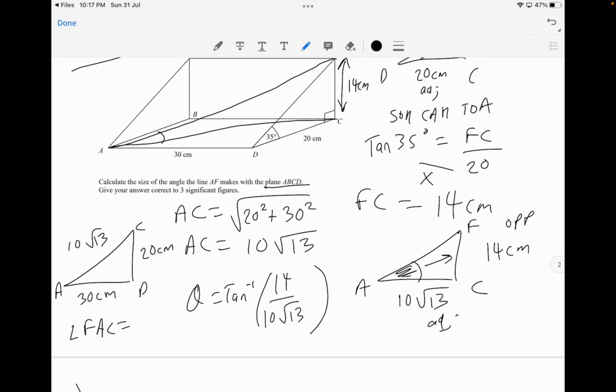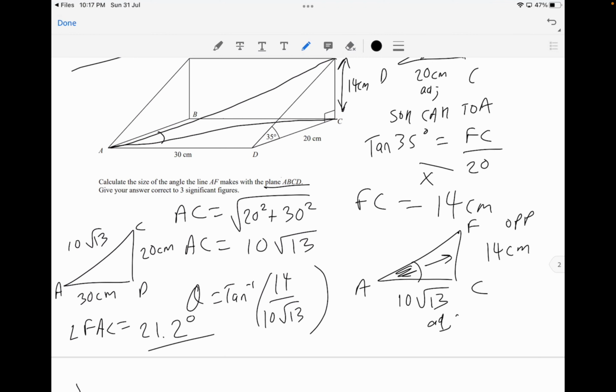FAC is going to be equivalent to about 3 significant figures. I'm just going to round this up. All I'm doing is just using a calculator as well, guys. So I'm just going to put these values together to give you a value of about 21.2. Now this is going to be your answer in degrees.